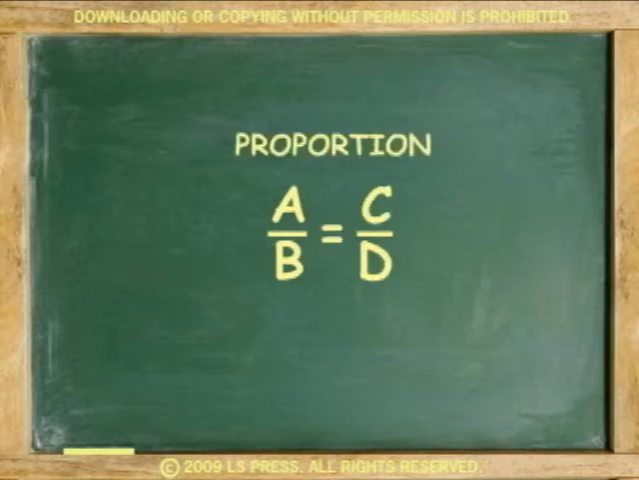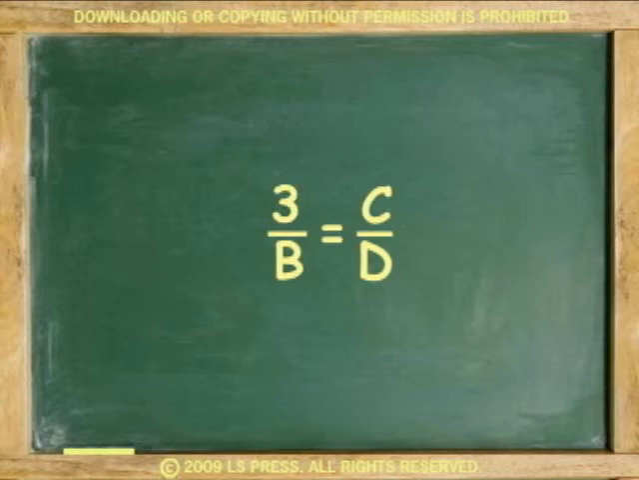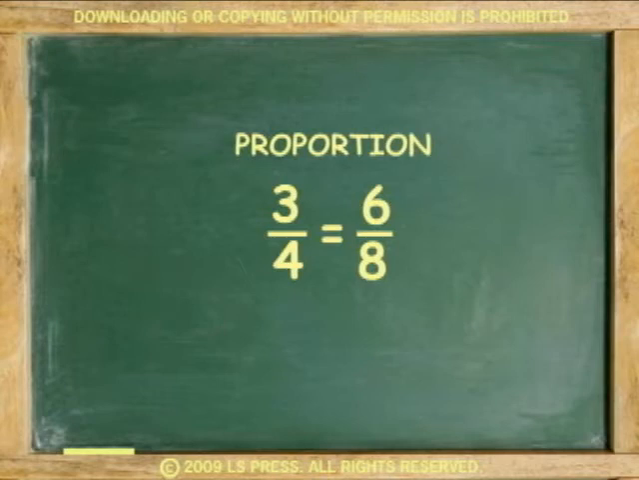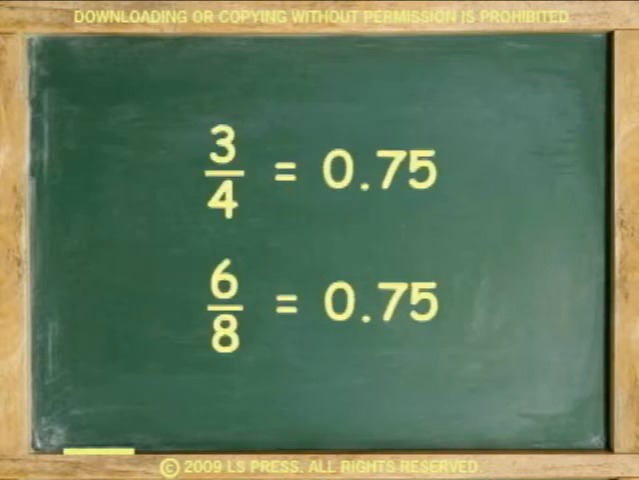Or if A equals 3, B equals 4, C equals 6, and D equals 8, then 3 over 4 equals 6 over 8. Notice that if you divide both 3 over 4 and 6 over 8, the results are 0.75 equals 0.75. So it checks that the ratios are equal.